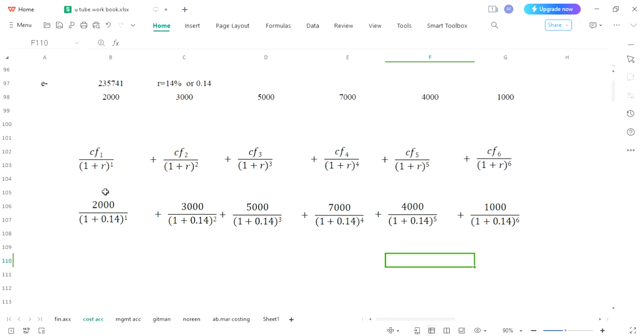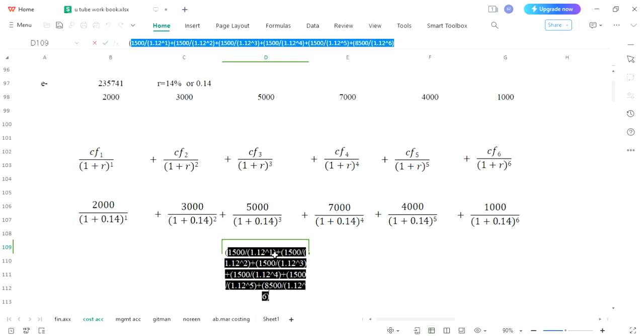Alright guys, look, these values we have taken from the question. First cash flow 2000, second cash flow 3000, 5000, 7000, 4000, 1000. Rate was given 14%. 14 divided by 100, 0.14. In place of this R rate, we have changed the rate as well. And it was first cash flow raised to power 1, second cash flow raised to power 2, 3, 4, 5, 6. Statement has been completed. Now we will see how to put it on our calculator. Simply you will start your bracket.